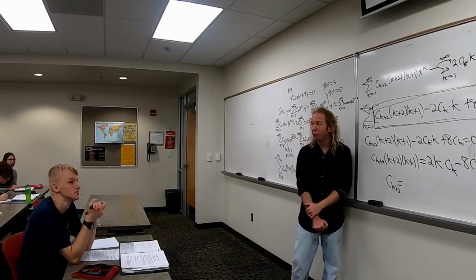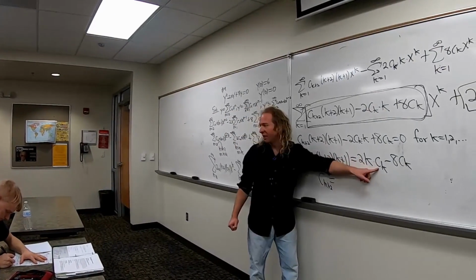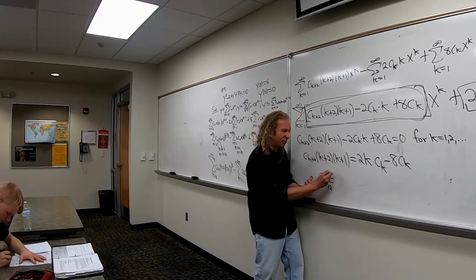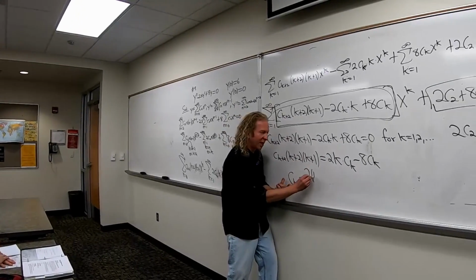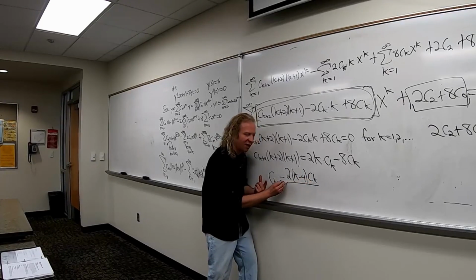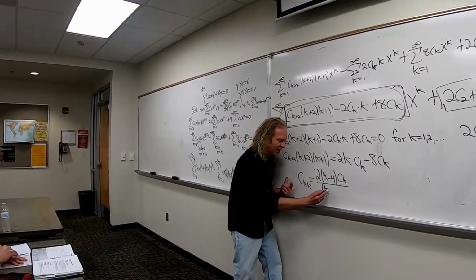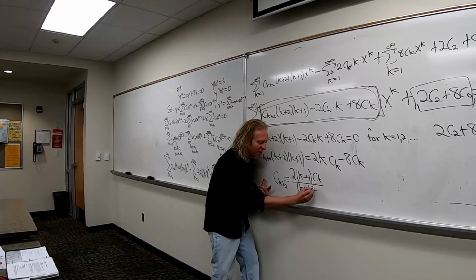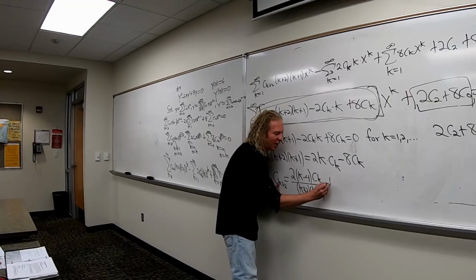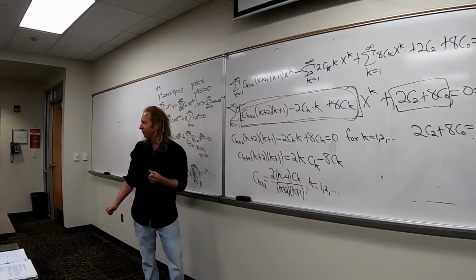I'm going to make a really bold move here, but it's okay. It's good for you. I'm going to pull out the 2 and the ck and then divide by this. So it'll be 2k minus 4 c sub k. I'm letting it hang out at the end for notational purposes. That's the top. And then on the bottom we have k plus 2, k plus 1. And this is for k equals 1, 2, etc.